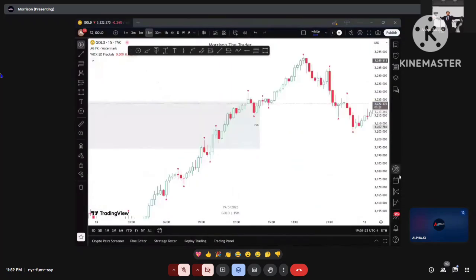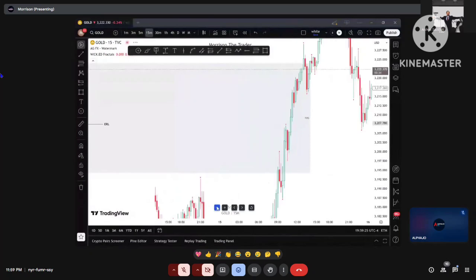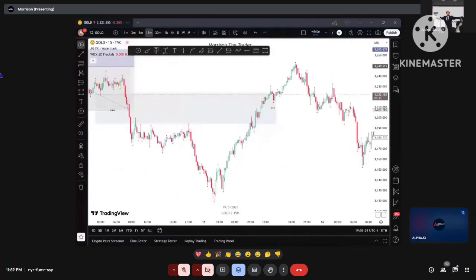You see, this is the fair value gap, right? When you go into the 15 minutes, this has got to do with entries and confirmations. If you don't have a confirmation, don't enter. Now, this is the example.